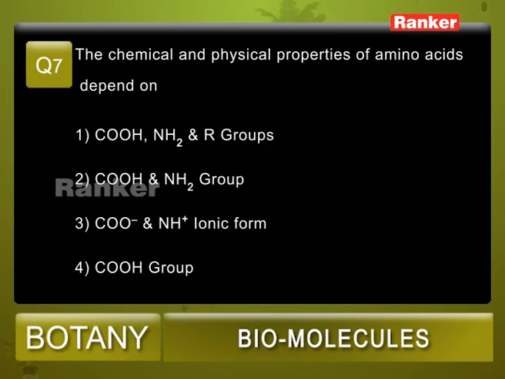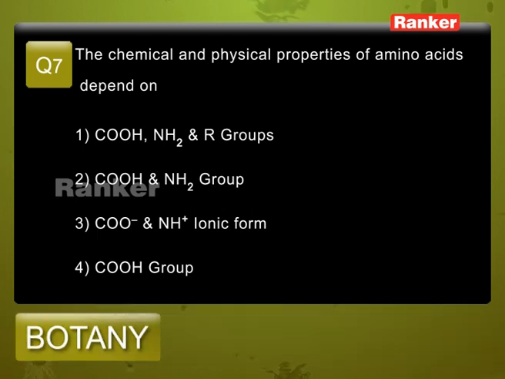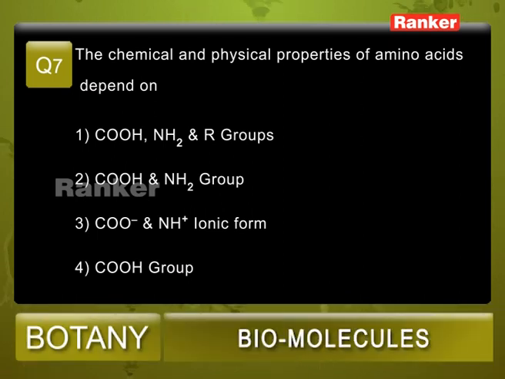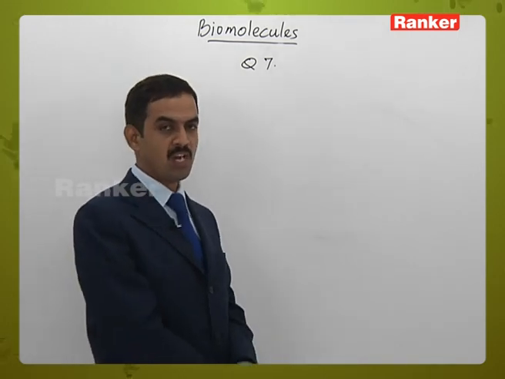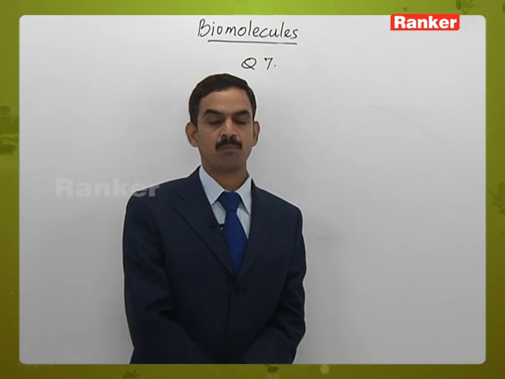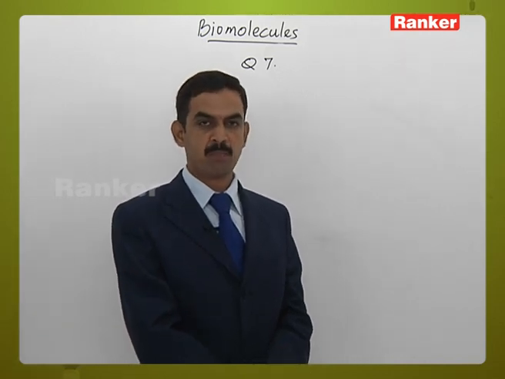Question number 7, the chemical and physical properties of amino acids depend on: Option 1, COOH, that is carboxyl group, NH2, that is amino group, and R group. R group means alkyl group. Second option, carboxyl group and amino group only. Third one, COO minus, that is the ester form of the carboxyl group, and NH3 plus, that is the ionic form of the amino group. Fourth one, carboxyl group. So here in the 7th question 4 options have been given. Out of the 4 options we have to select what the chemical and physical properties of amino acids are based on.